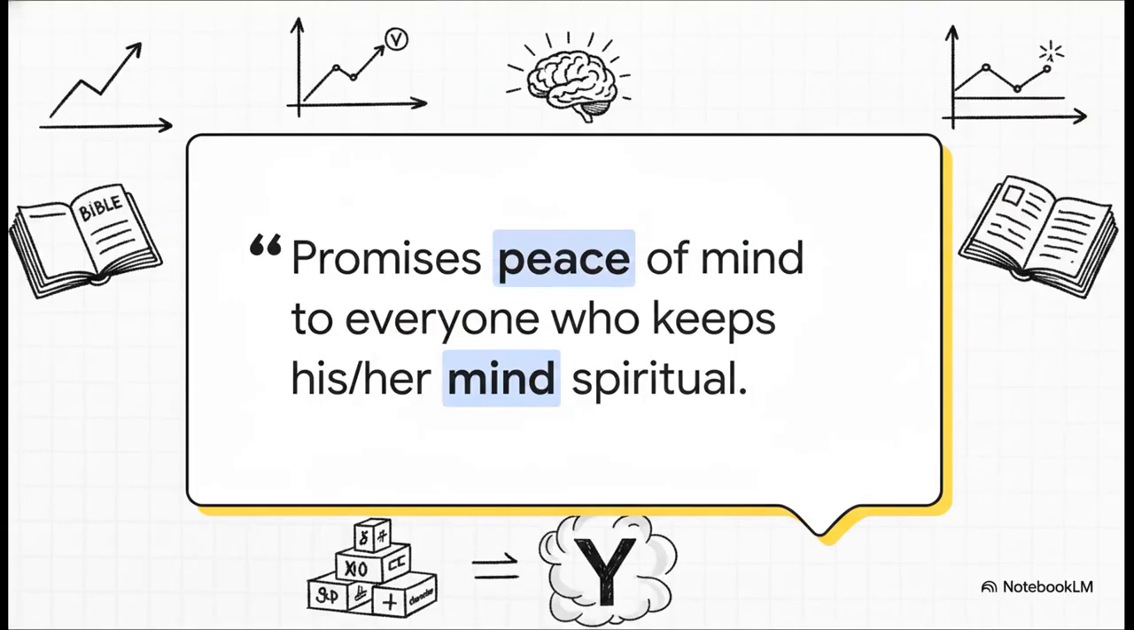But the series maps out a different future using Romans 8:6-7, which states that keeping your mind spiritual leads to peace. Just like a perfectly drawn graph helps you predict a math result, this curriculum proposes that anchoring your mind in biblical morality helps predict a peaceful life. They argue that when your foundational equation is built on these truths, your ultimate Y value is peace of mind.